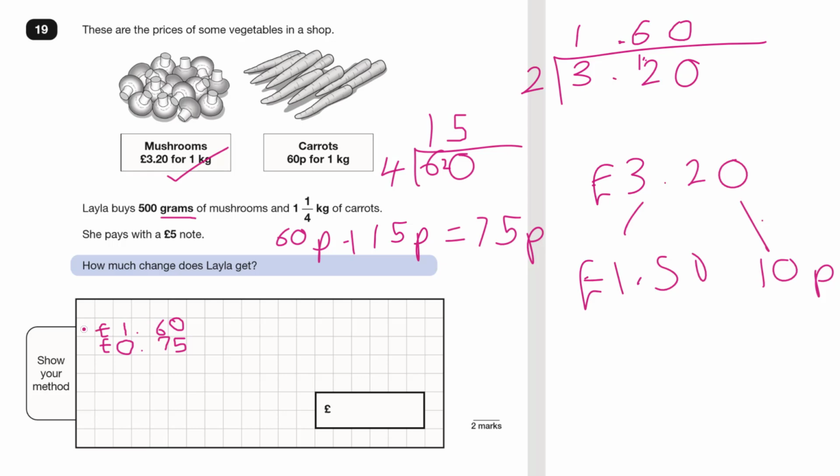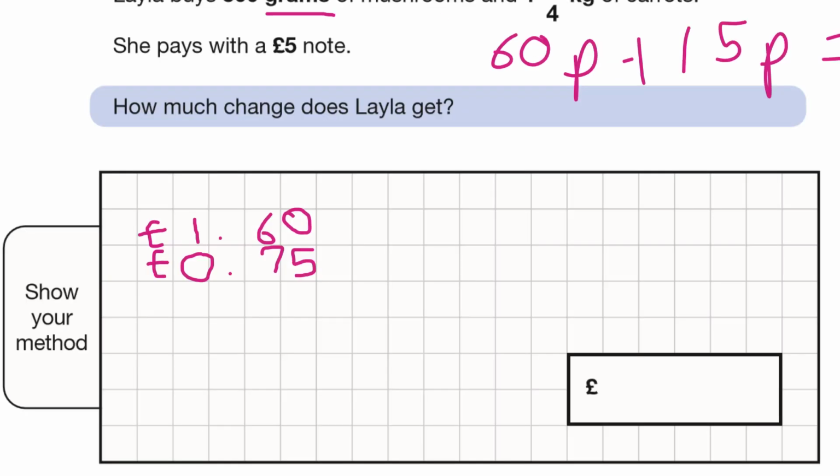Okay, so I've got how much her mushrooms cost and how much her carrots cost. She pays with a £5 note. How much change does Layla get? Well, before we do that, we need to figure out how much it costs. So I'm just going to zoom in.